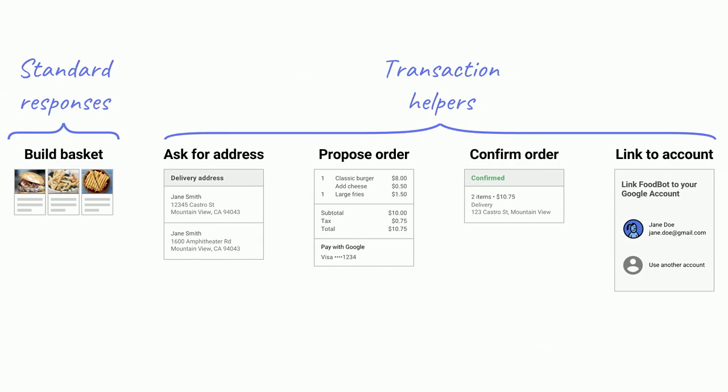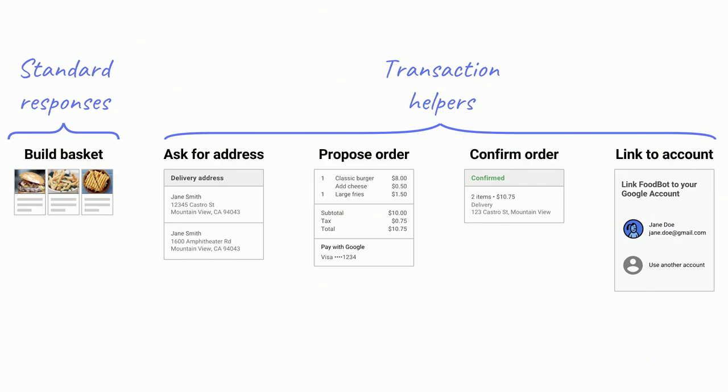So you use a combination of these simple and rich responses, such as the carousel that we see here, to build this basket of goods with the user. Once this basket's established, then you'll use the transaction helpers to take the user through checkout. So there are 4 transaction helpers available.